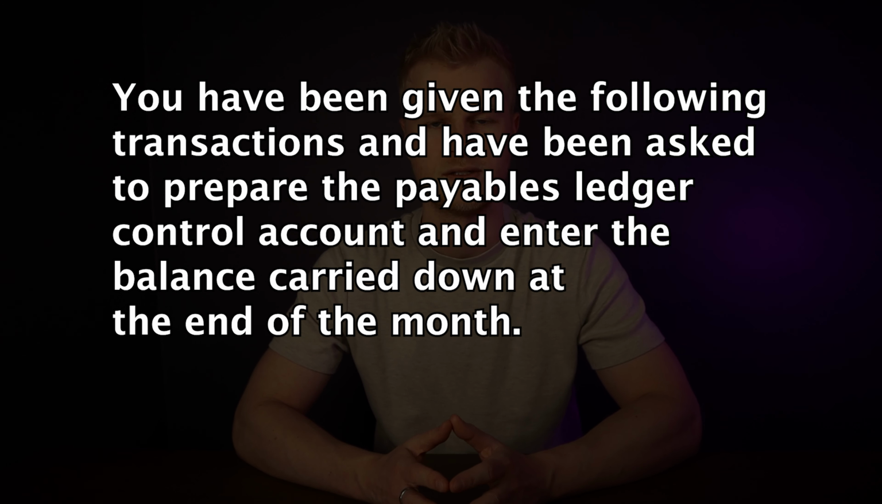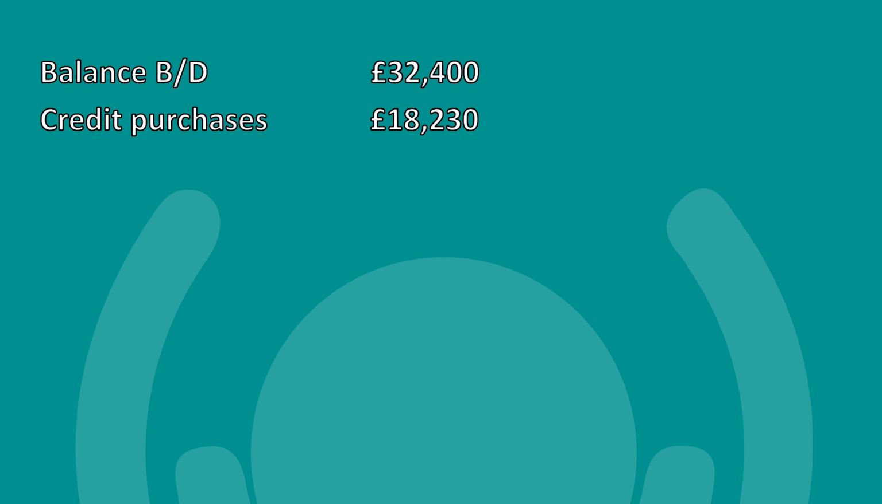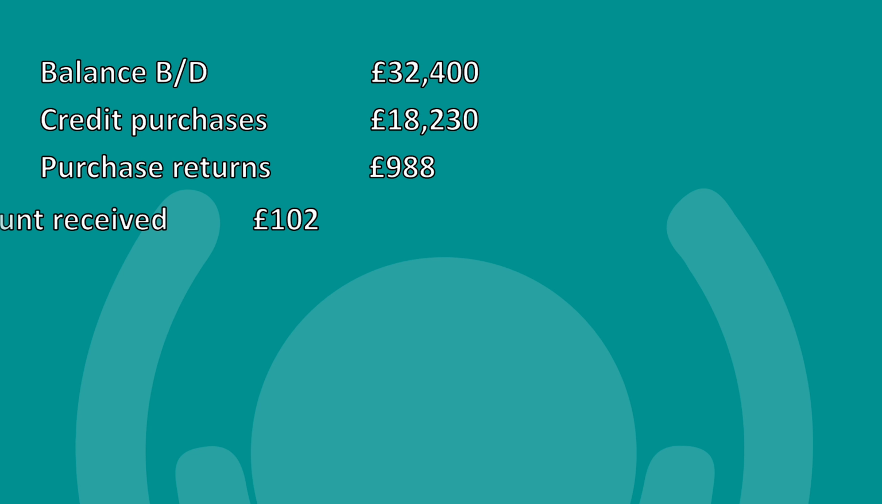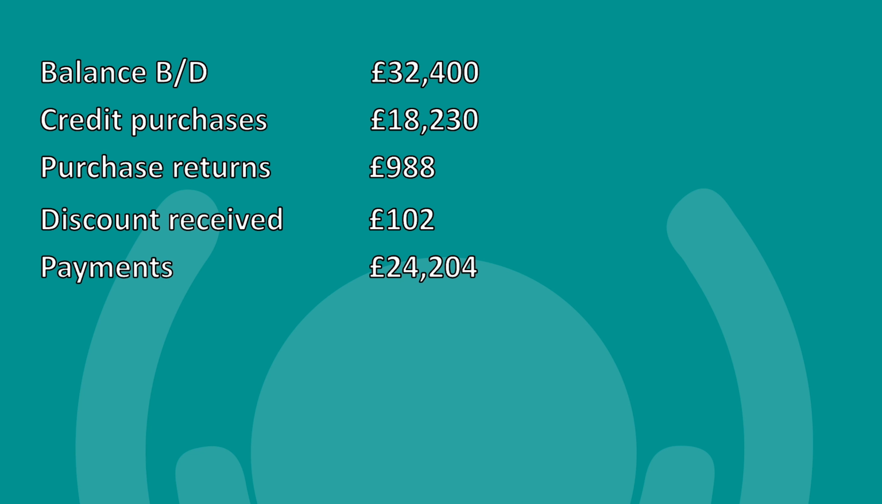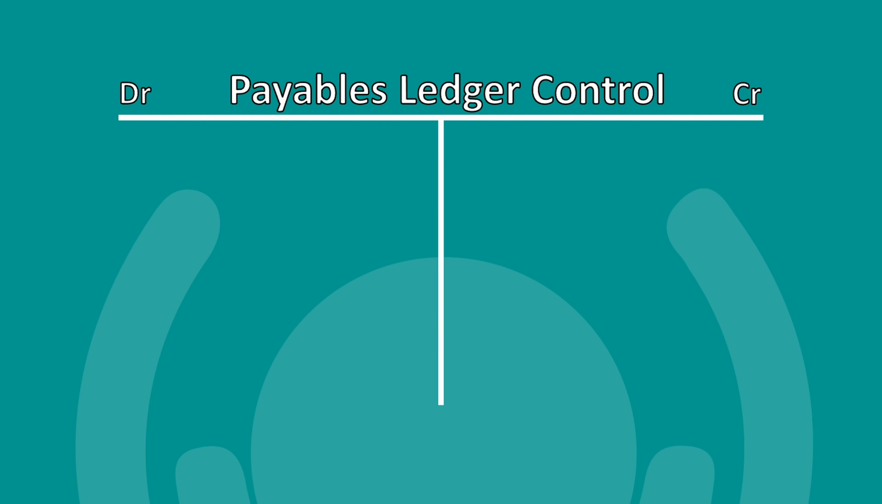You've been given the following transactions and have been asked to prepare the Payables Ledger Control Account and enter the balance carried down at the end of the month. The balance brought down being 32,400, credit purchases 18,230, purchase returns 988, discounts received 102, and payments to suppliers 24,204. Let's first draw up our T account and then work through each of the transactions.